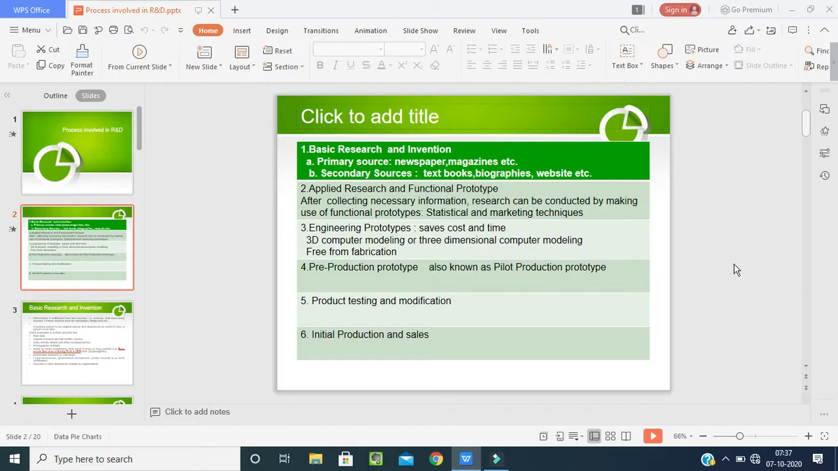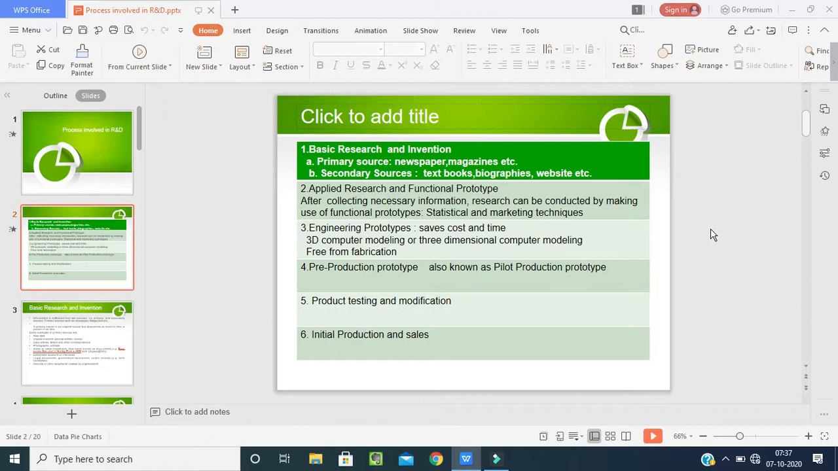The fourth one is the pre-production prototype, also known as the pilot production prototype. Before production, what data should we collect and how should we utilize it? Next, the fifth one is product testing and modification. It is a topic on marketing tools, brand modification and brand testing, which we learned in the last class. Now, initial production and sales: what is the main purpose? What initial production and sales will take place over here?